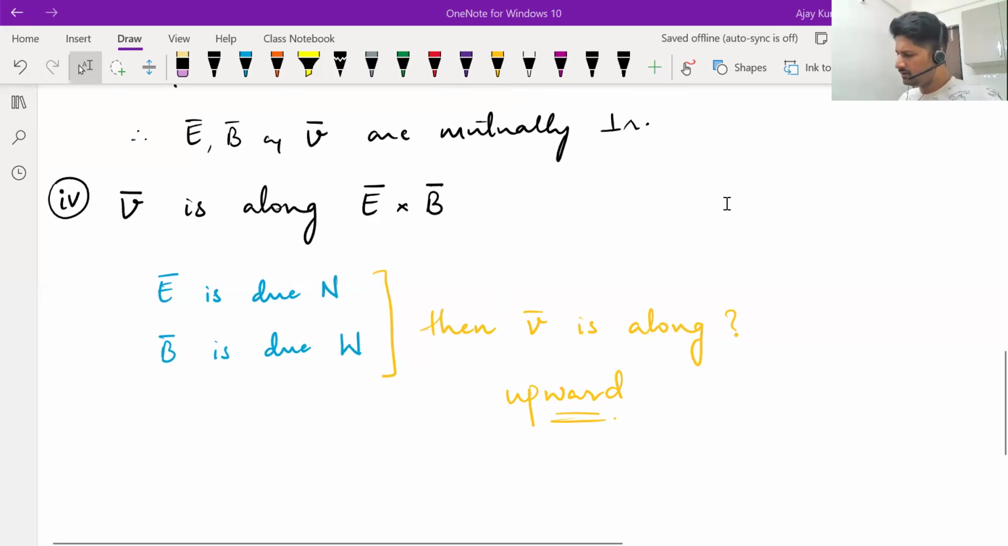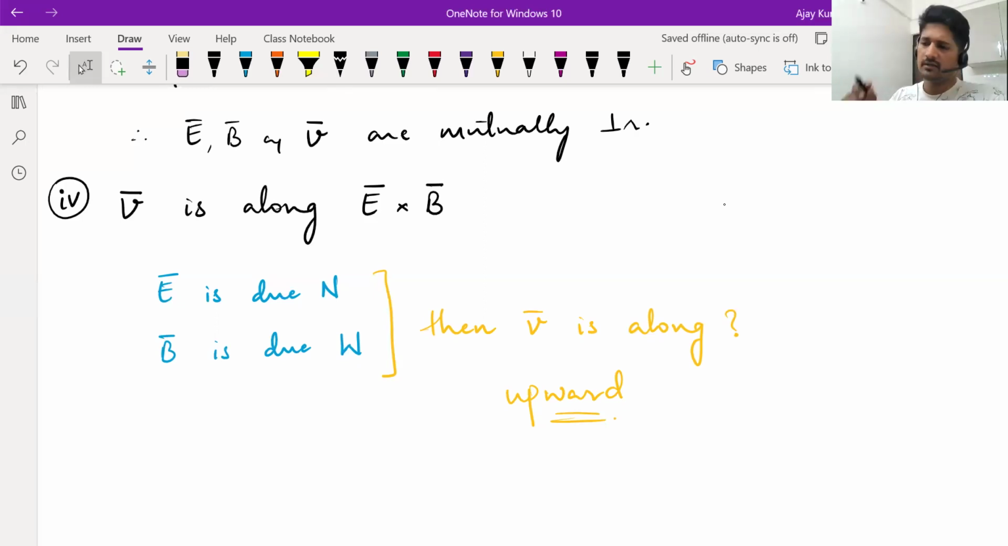Okay, fine. So remember, the electric field, magnetic field, and the direction of propagation of an EM wave are always mutually perpendicular, and the direction of propagation is along E cross B.